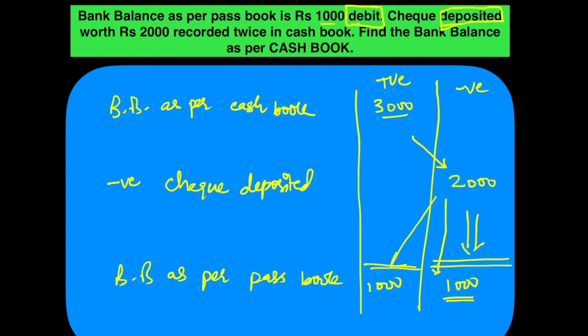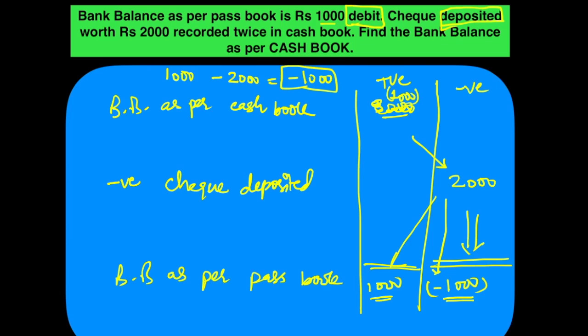Should our answer be 3000 or should our answer be 1000? Let's arrive at this. If it is 3000, then we reduce 2000 from it and we are left with 1000 positive value. But our answer is negative. So what we are going to do is keep it as 1000 positive balance. So we have a positive balance of 1000 in our cash book. Then we reduce 2000 from it and the answer would be negative 1000. That is our required answer because it has been given that bank balance as per passbook is 1000 debit. So that is how we arrive at the answer.